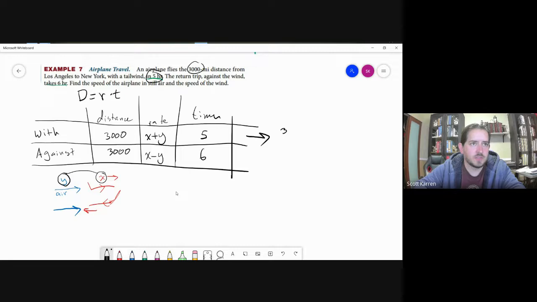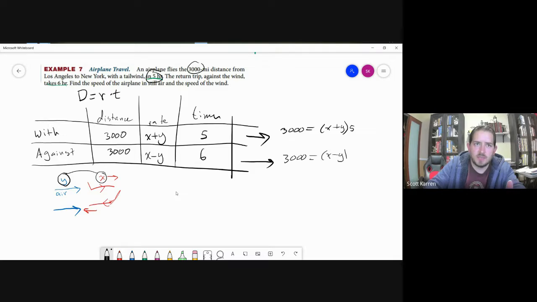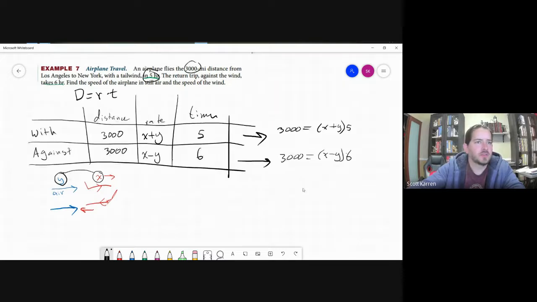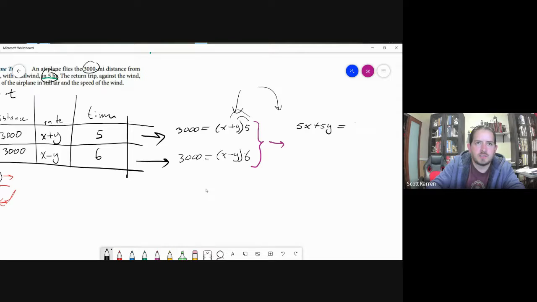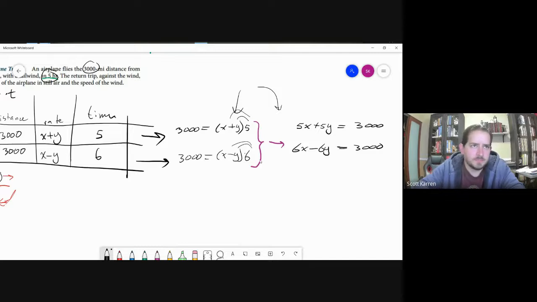From this equation, distance, which is 3,000, is equal to the rate. The rate is X plus Y, multiplied by time, which is 5. From the other equation, distance, which is still 3,000, equals the rate, which is now X minus Y, multiplied by the time, which is 6. And so if I create a system out of this, I'm going to distribute the 5 through, so that becomes 5x plus 5y equals 3,000. Just move that 3,000 to the right. And the same thing over here, but I get 6x minus 6y equals 3,000. All right? And that's my system.